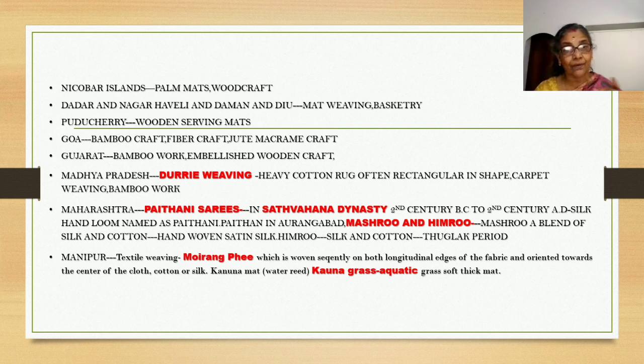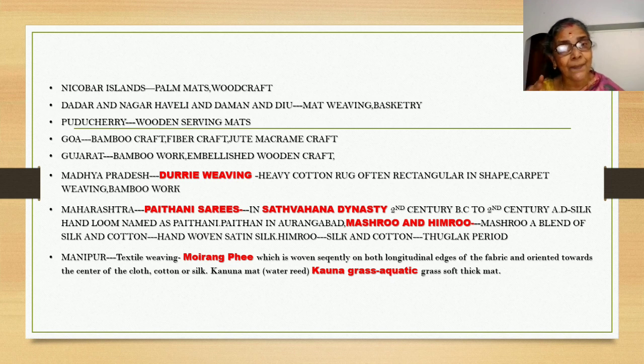Suppose you take a sari or a shawl, both longitudinal edges of the fabric oriented towards the center of the cloth, cotton or silk, that is moirangpi. Then kauna mat: kauna is a grass, an aquatic grass.